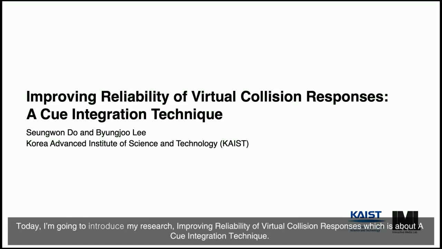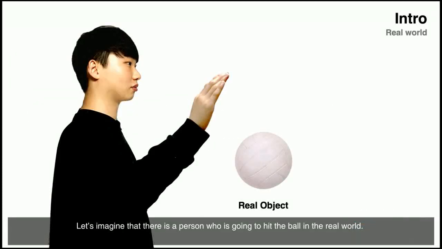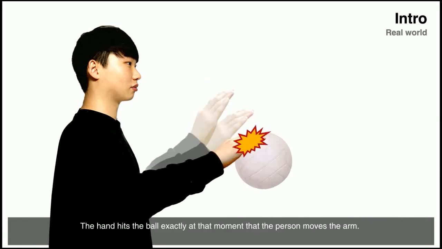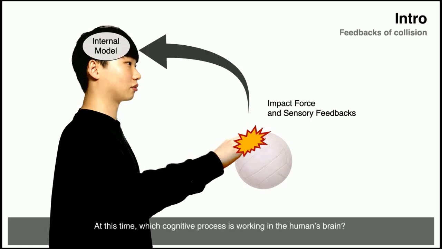Today, I'm going to introduce my research, Improving Reliability of Virtual Collision Responses, which is about a cue integration technique. Let's imagine that there is a person who is going to hit the ball in the real world. The hand hits the ball exactly at the moment that the person moves the arm. At this time, which cognitive process is working in the human's brain?